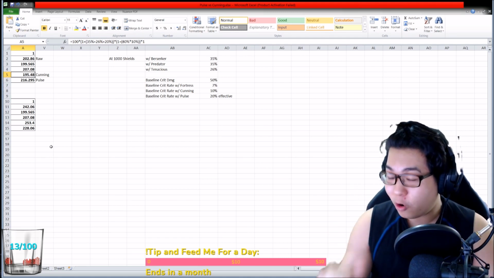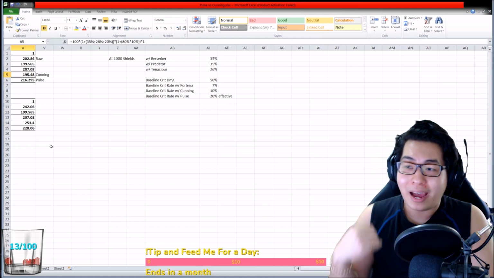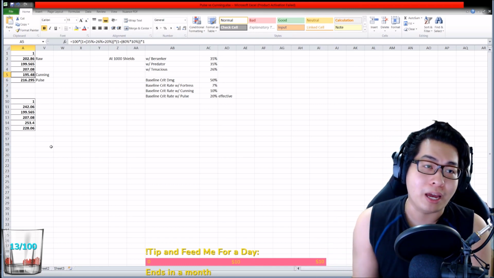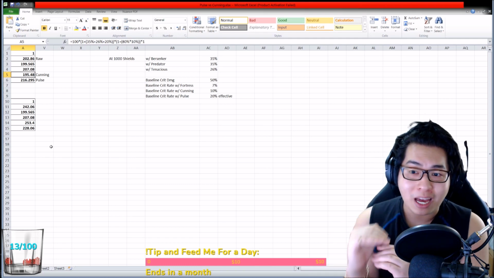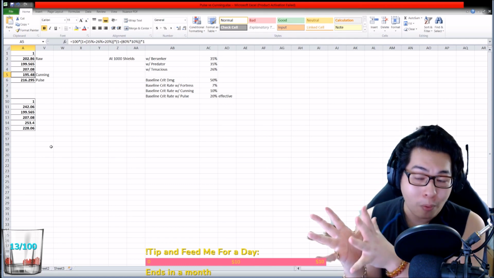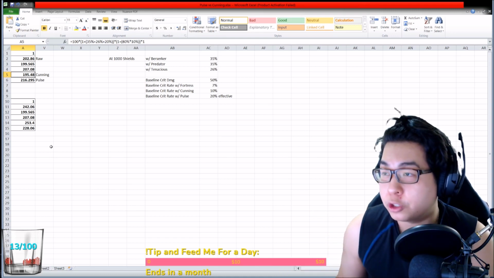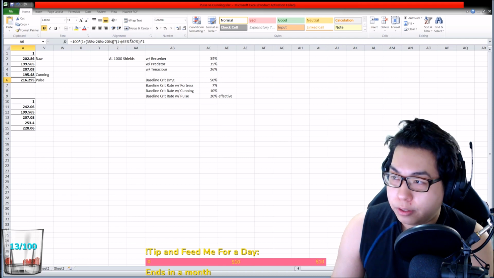You see where I'm going? This is why raw damage is so important. This is why I don't focus on situational damage like Overpowered, whatever else, because that is not raw damage. Raw damage comes from Berserker, Predator, Tenacious, because it's always active. Rage. Rage is also raw damage. Okay? Now, Pulse. Let's look at Pulse.